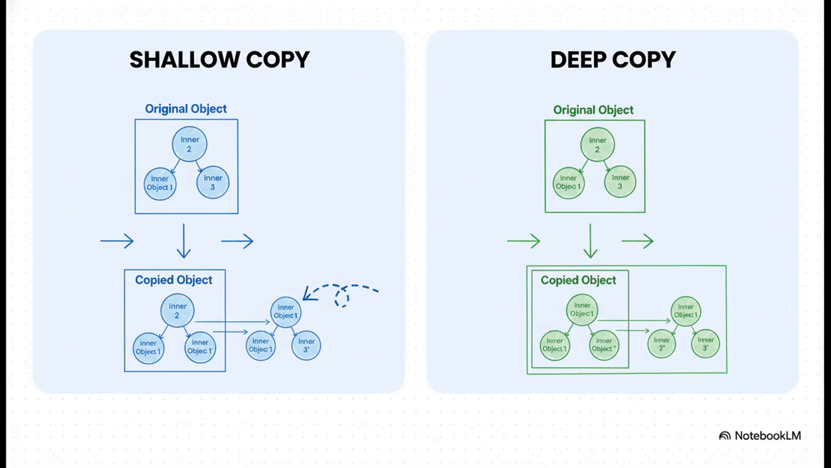A shallow copy is kind of like duplicating a playlist on your music app. Sure, you get a new list, but it's just pointing to all the same song files. If you delete a song file, it disappears from both playlists. A deep copy, on the other hand, is like actually downloading a second copy of every single song. Now you have a completely separate, independent collection. Understanding this difference will save you from so many headaches.